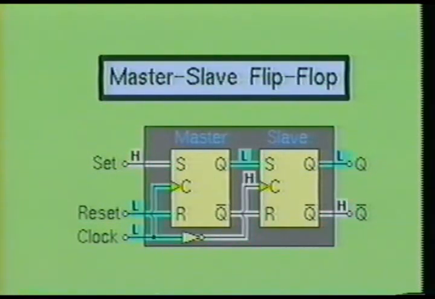As you can see, the master-slave flip-flop is very effective in maintaining its information from one clock pulse to the next. Master-slave flip-flops are available in all flip-flop configurations.